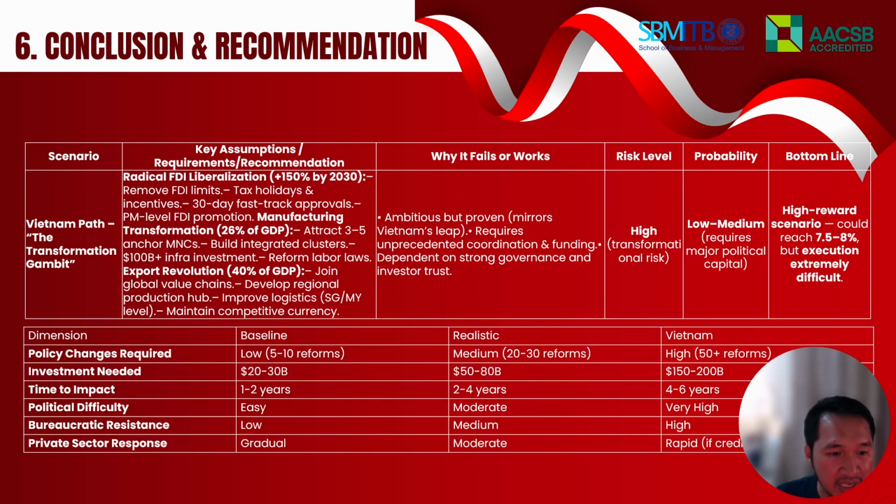But the best scenario is the Vietnam path. We need radical FDI liberalization. We need to push it to 150% in 2030, with transformation at 26% of GDP and an export revolution at 40% of GDP. So we have the dimensions for the recommendation: policy change required, investment needed, time to impact, political difficulty, bureaucratic resistance, and private sector reforms. Here is the data for the baseline, realistic, and Vietnam scenarios.